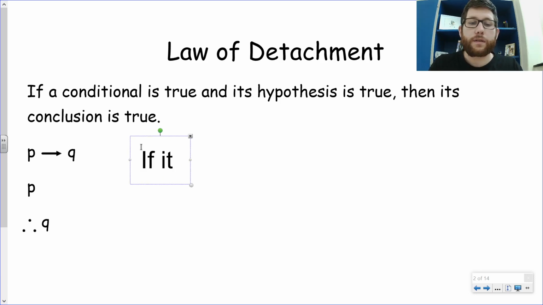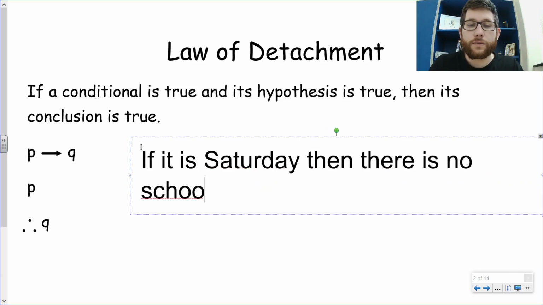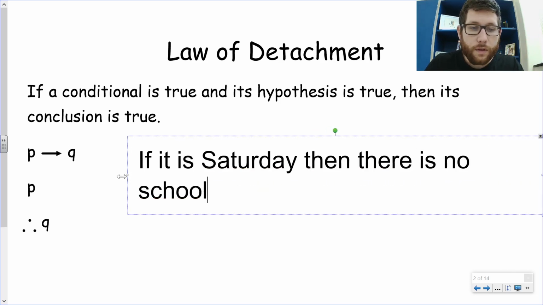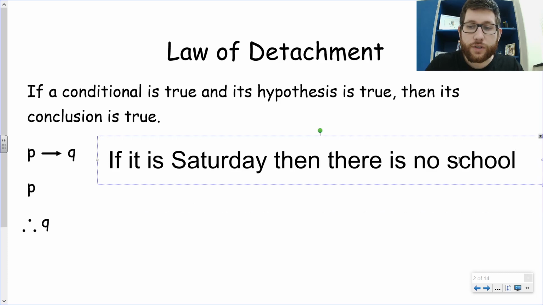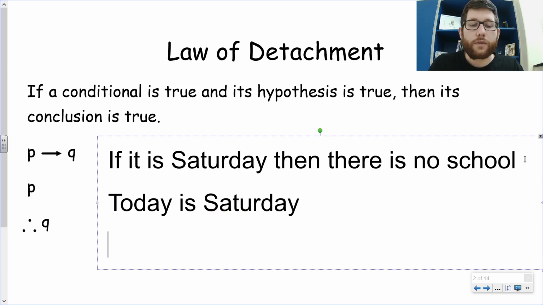if it is Saturday, we'll use this example later too. If it is Saturday, then there is no school. Let's just say today is Saturday. So what do I know? There is no school today.